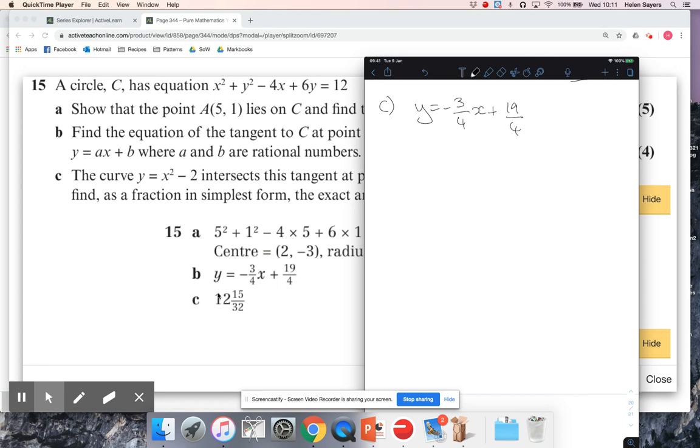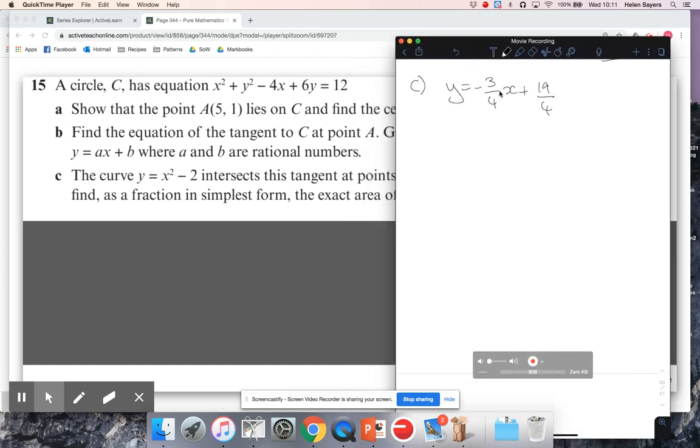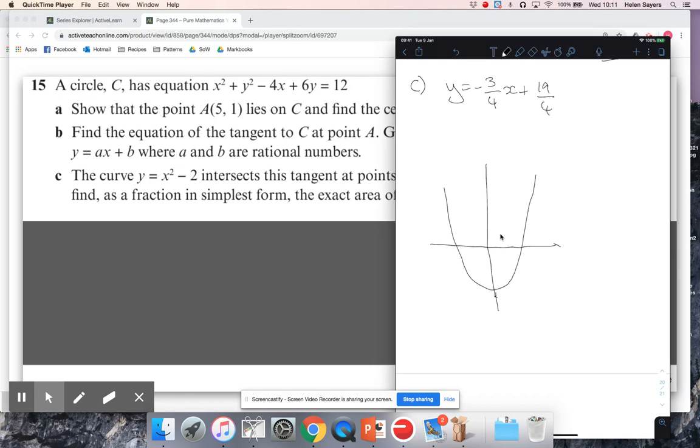Tangent. Okay, so I'm not really looking at the full circle anymore. I'm going to do a quick sketch of what's going on here. So I know what that quadratic looks like, x squared minus 2. I know that my tangent is a straight line with a negative gradient. So I'm going to do a quick sketch of that, roughly with the axes. So x squared minus 2 is basically the graph of x squared translated down 2. Okay, so it's just a really rough sketch.